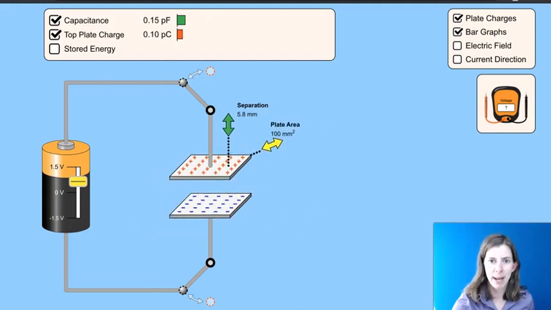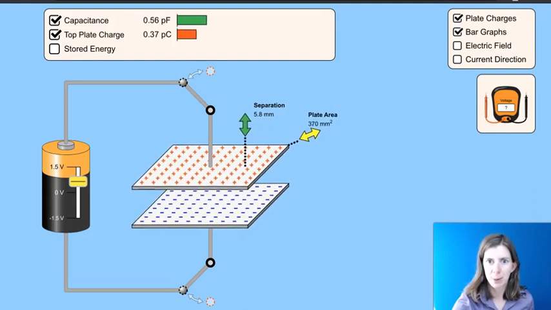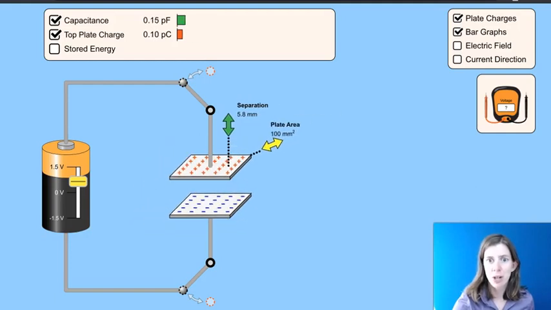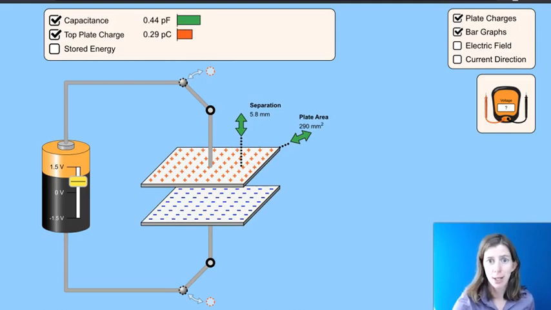I was already near the max, but if I start with a smaller area, you can see as I increase it, the capacitance is increasing. You can see that it's also storing more charge. As I increase it, the charge is also increasing because there's more room for more charge.